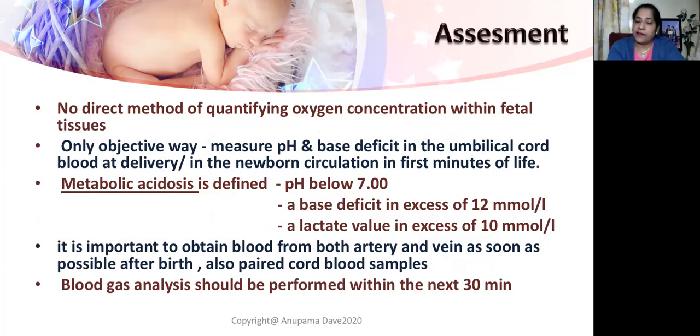Metabolic acidosis is defined as a pH below 7 and a base deficit in excess of 12 millimole per liter. Sometimes we cannot do a base deficit, and if we do a lactate level, the lactate value in excess of 10 millimole per liter, along with a pH below 7, is metabolic acidosis. However, it is important to obtain blood both from the artery and from the vein as soon as possible after birth, and also to obtain paired cord blood samples. Analysis of this sample, however, should be performed within next 30 minutes.